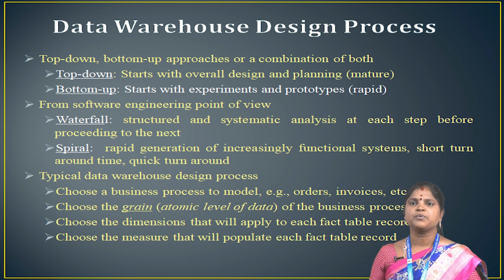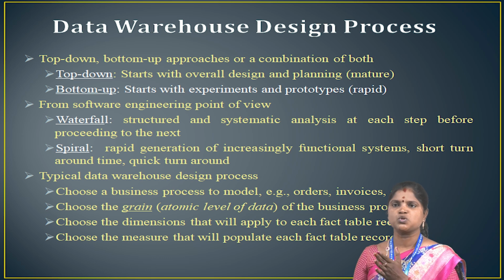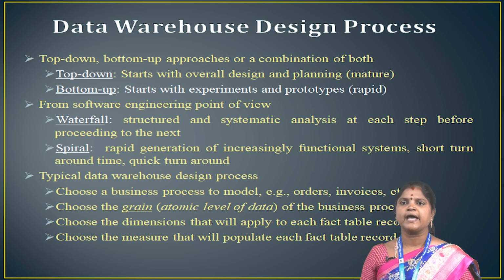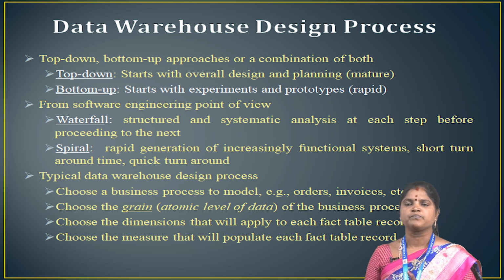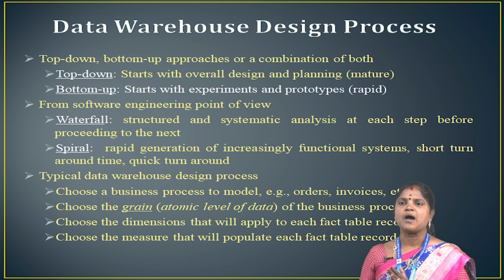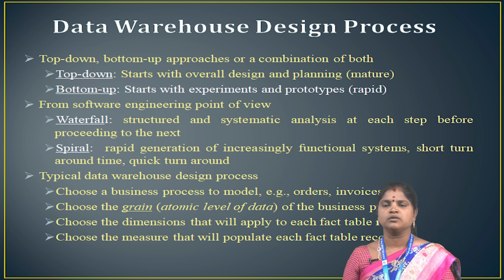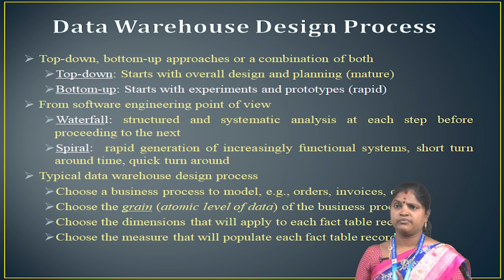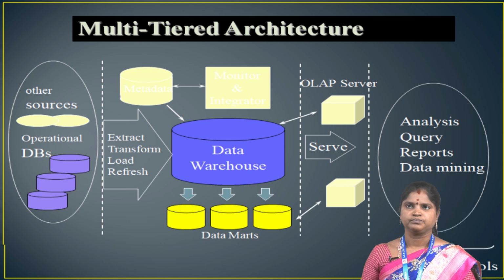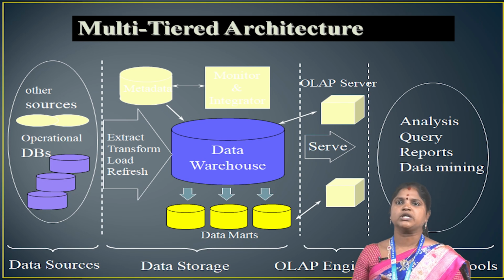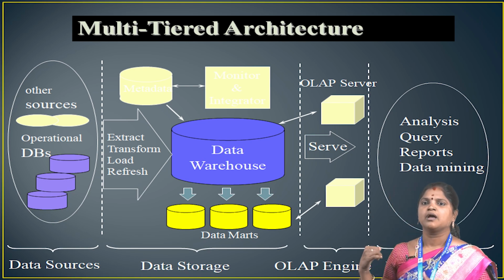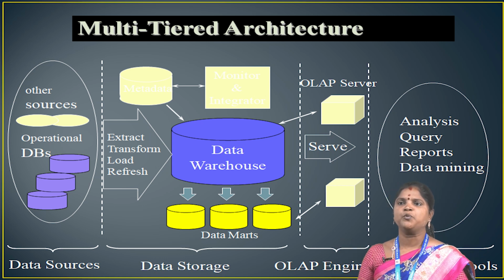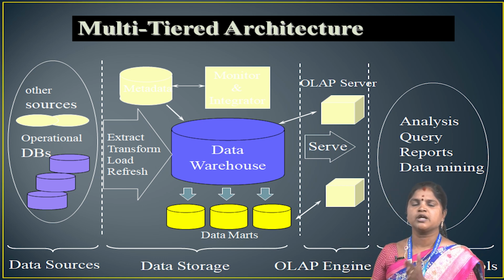Typical data warehouse design process: choose a business process to model, for example orders, invoices, etc. Choose the grain of the business process. Choose the dimensions that will apply to each fact table record. Choose the measures that will populate each fact table record. Multi-tiered architecture: DBMS and data marts, analysis, query, reports, data mining, data sources, data storage.